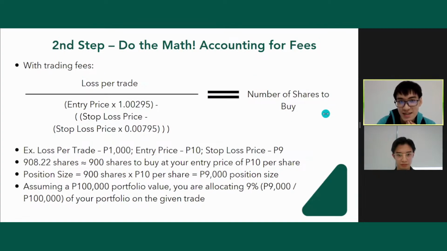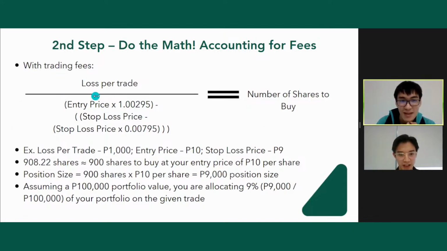So next naman is, we have to account for the fees. So alam naman natin na when you trade in the PSE, may fees ka, di ba? Hindi siya no fees. So to mitigate that, how do you compute that? So ganito lang siya, loss per trade, pero there's some additional steps. So entry times 1.00295, then stop loss minus stop loss times 0.00795. So I would recommend na screenshot niyo na lang to because even me, ako, di ko memorize to. So what I do is I input it in an Excel file so that I don't have to compute it myself. So I think you should screenshot this na lang.